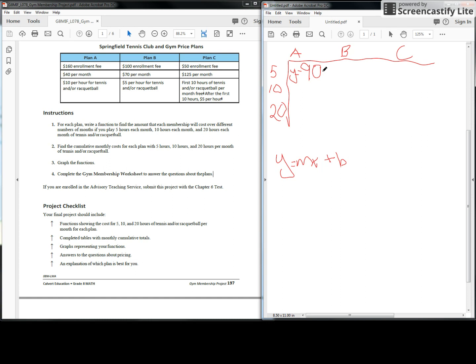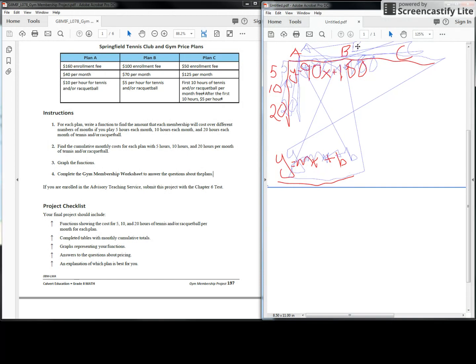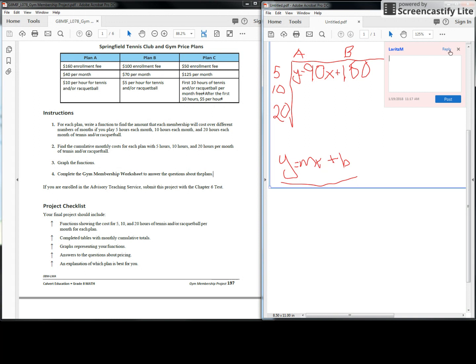And so X or M is going to be the month. I'm going to put an X because I want you to remember that we're putting this in y equals mx plus b. So then the plus b at the end, the y-intercept, is actually going to be the enrollment fee, which for Plan A is $160. I can see that my chart is not going to have enough room, but that's okay. We'll just work with it as we go.